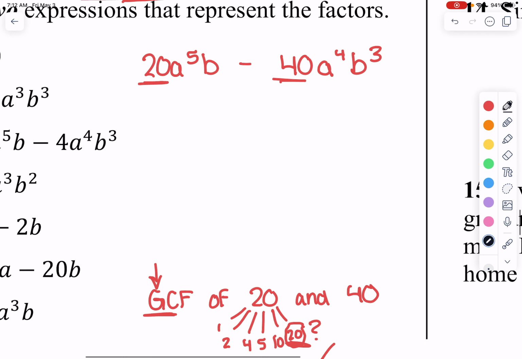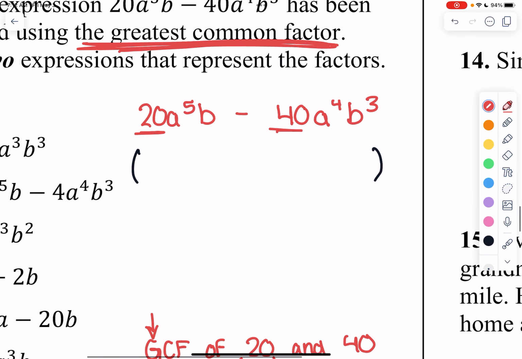Just like with distributive property, our factor is going to go on the outside. So my 20 is going to go on the outside of my parentheses, because we're actually going to be dividing, since dividing is the opposite of the distributive property, multiplying. We're going to be dividing both of these by our greatest common factor. But first, we need to think about our variables. So I have a to the power of 5 over here, a to the power of 4 over here.